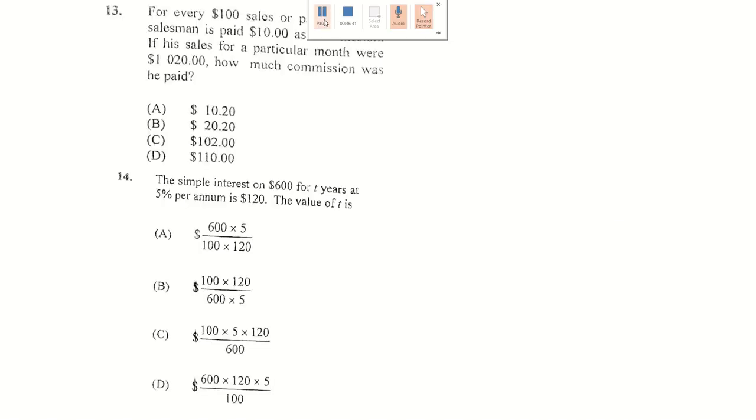Let's look at January 2023, Paper 1, Consumer Arithmetic, numbers 13 to 20. Okay, let's look at this question. Number 13 says for every 100 dollars of sale or part thereof, a salesman is paid $10 as commission. They said part thereof, okay? So anything that is a part of 100, you're getting a $10 commission.